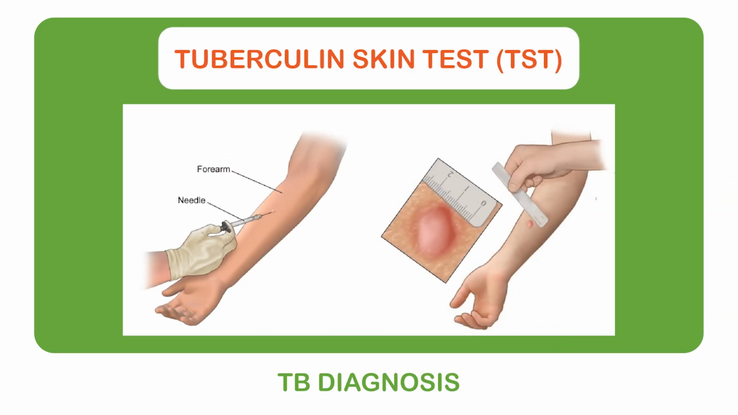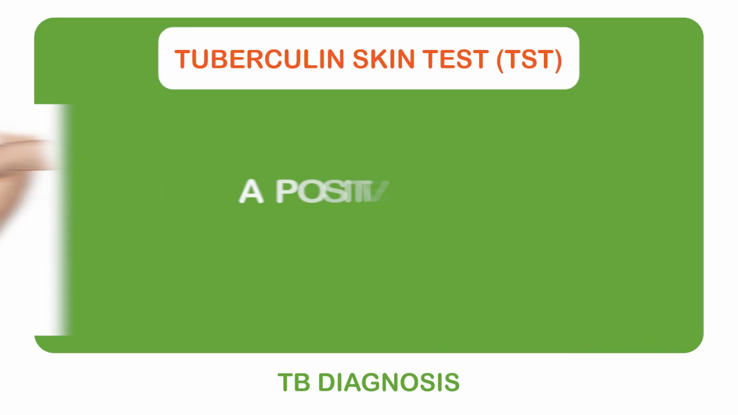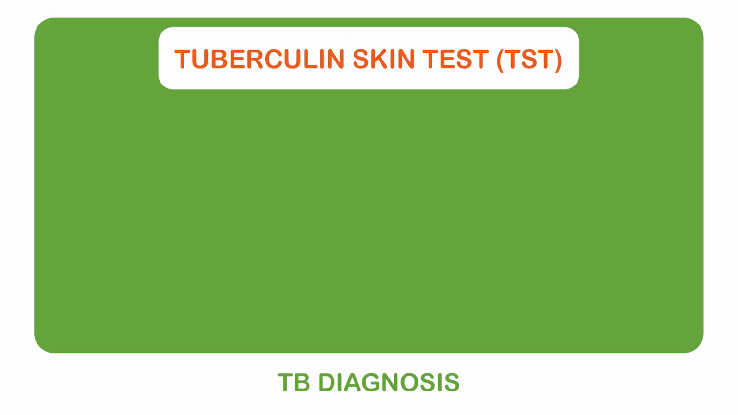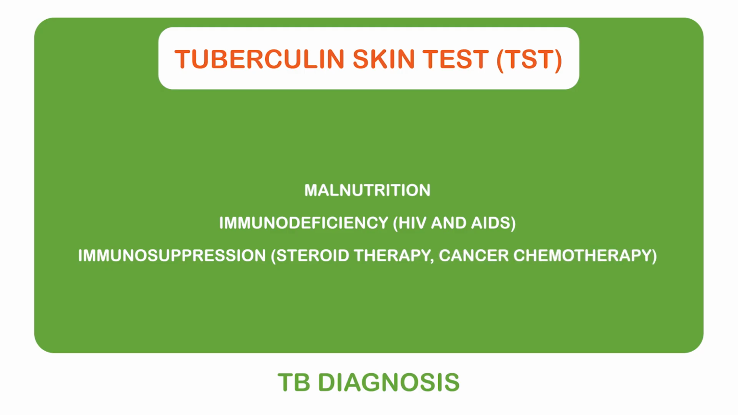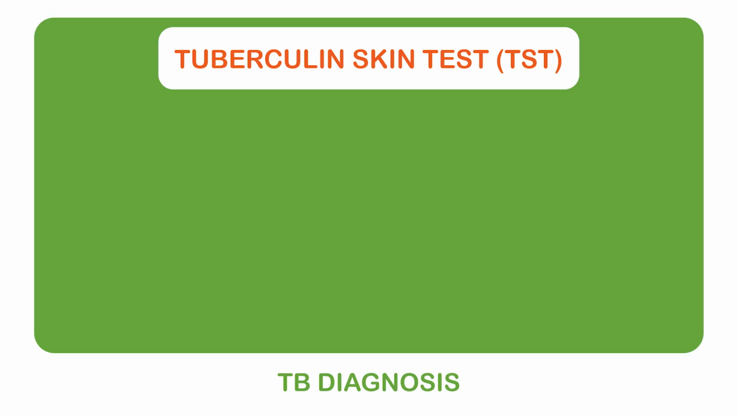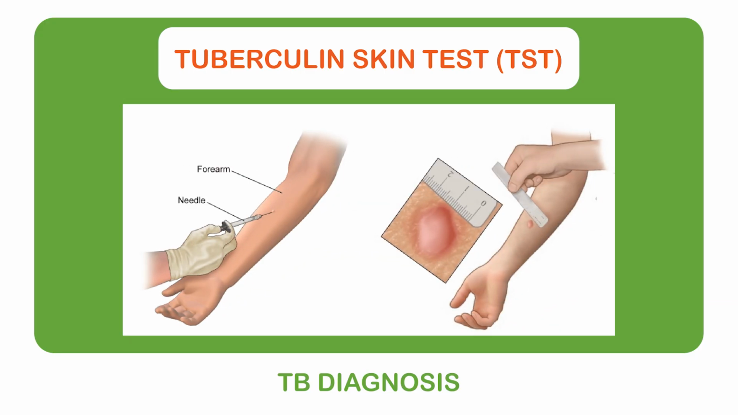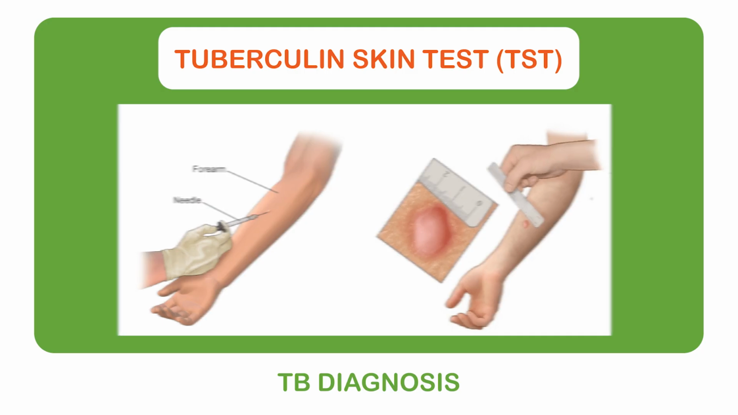Tuberculin skin test, TST, for example MANTOUX. A positive test is a TST induration above 10 millimeters. A TST may be falsely negative in the presence of malnutrition, immunodeficiency, for example HIV and AIDS, immunosuppression, for example steroid therapy or cancer chemotherapy, or following overwhelming viral infection like measles or post-vaccination. In these circumstances, a TST induration of more than 5 millimeters may be regarded as positive. Frequently, the TST will be non-reactive in these cases. TB treatment should be considered despite a negative TST.